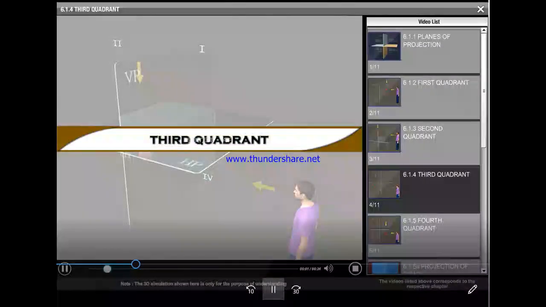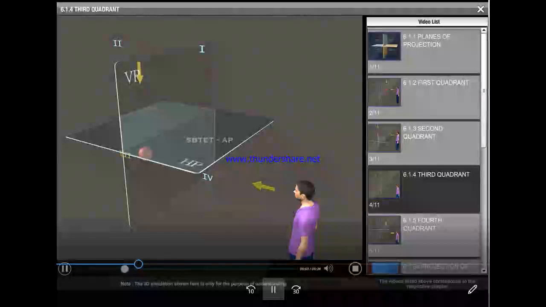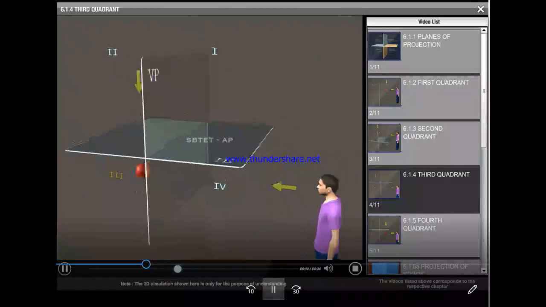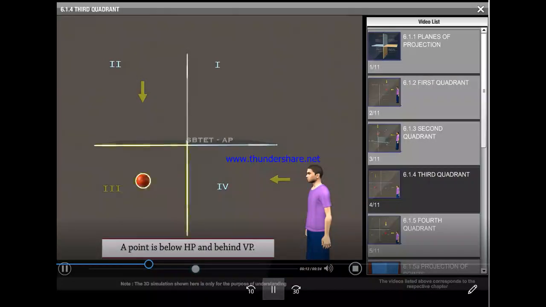Third quadrant. In this we will see about the location of object with respect to third quadrant. It is a quadrant in which an object can be placed below the horizontal plane and behind the vertical plane with respect to the observer.